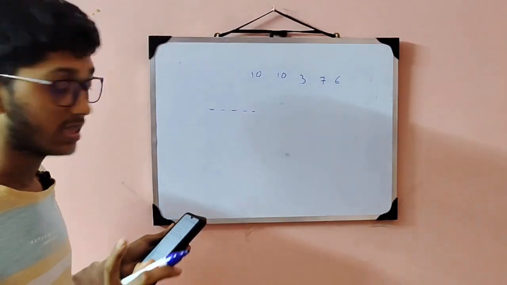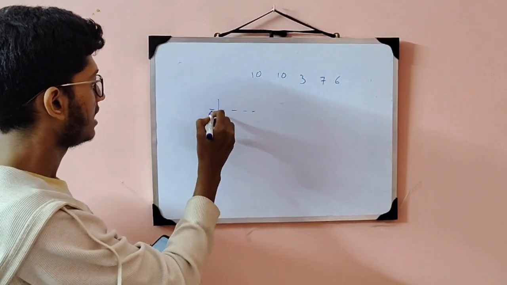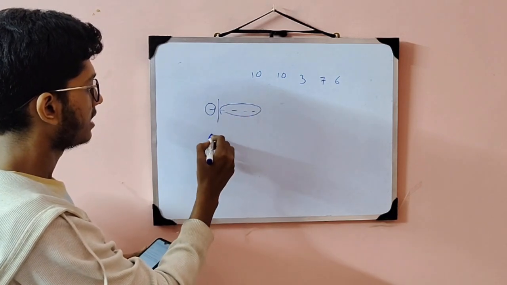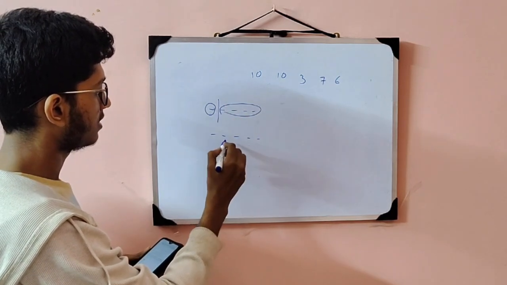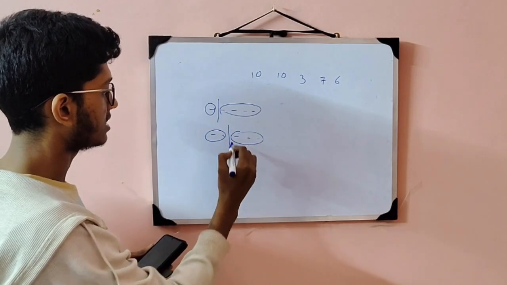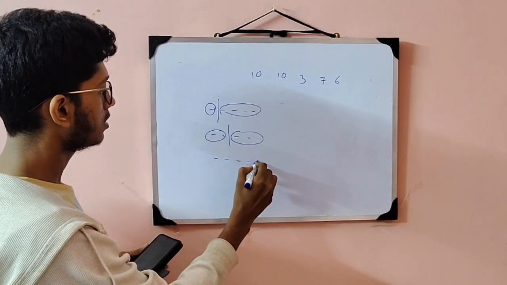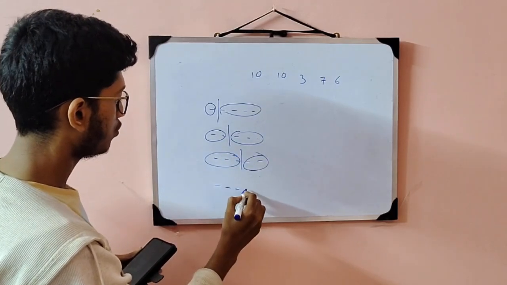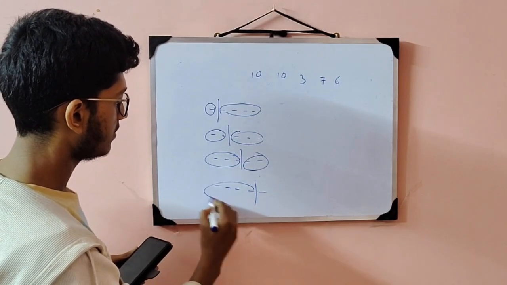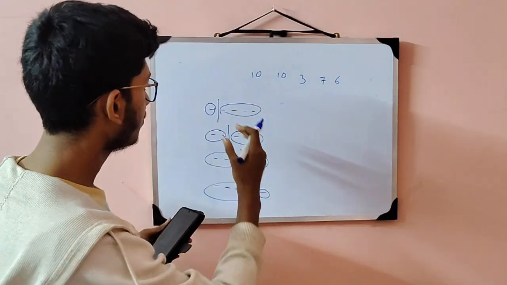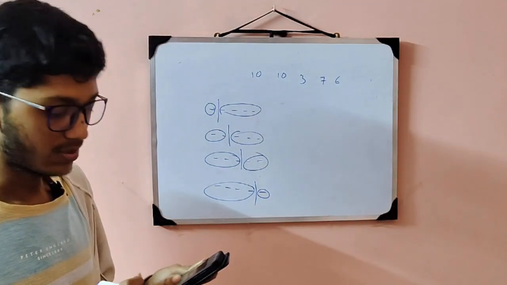The first partition that you can make is this one. This will be my left subarray, this will be my right subarray. The second partition will be this one, left subarray, right subarray. The third partition will be this one. The fourth one will be this one. So there will be 4 partitions.